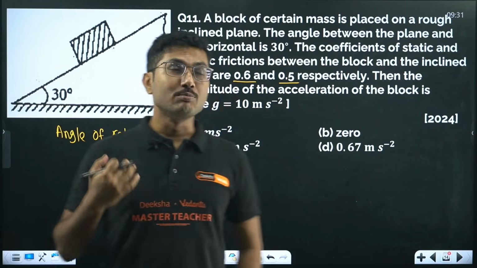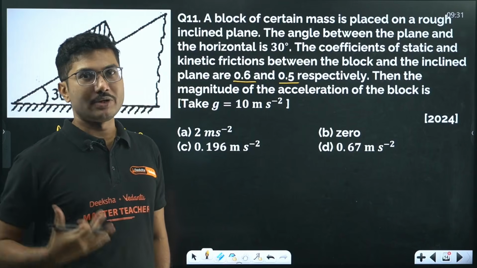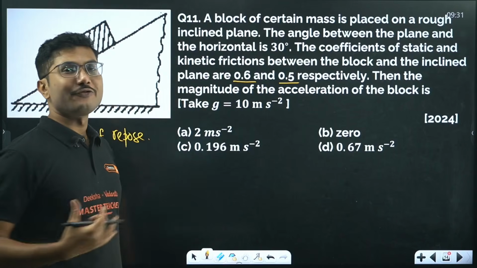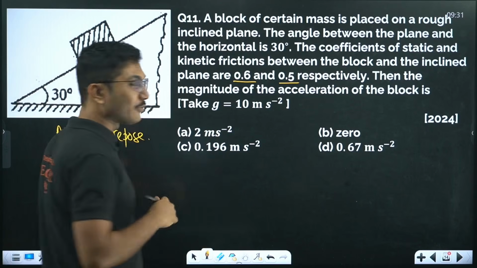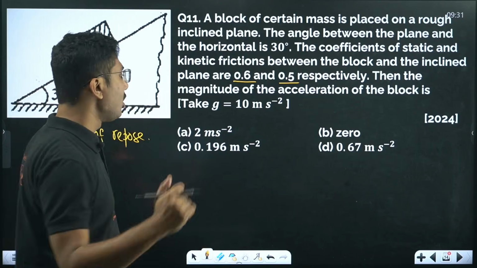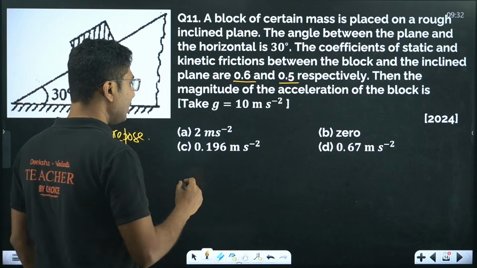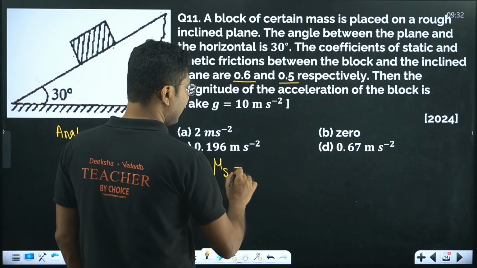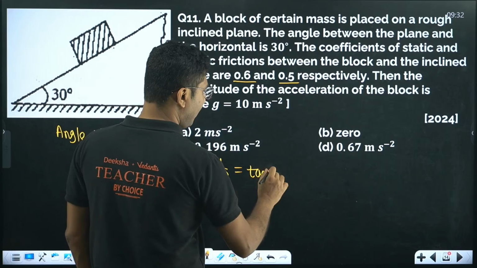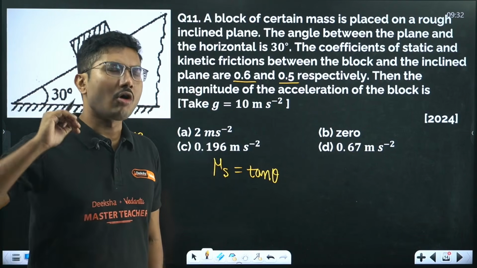So if it is moving, then we have to find the acceleration. If it is not moving, acceleration will be 0. So how can we find the acceleration? To find the acceleration, first of all, we have to find whether the object is moving or not. To test that, we will use the concept of angle of repose. Now if the static friction is equal to tan theta, up to this limit the object will not move.